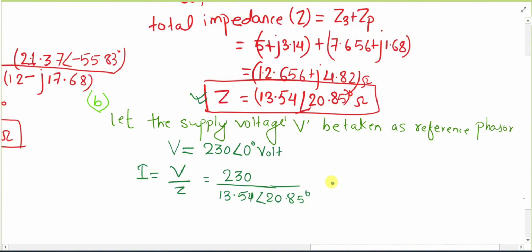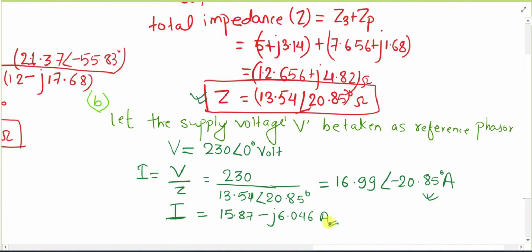Now your total current will be 16.99, so this one will be your total current. You can identify this value directly using a calculator and substituting these values. Now in rectangular form you can write it as well. Okay, that's how your next answer can be identified.